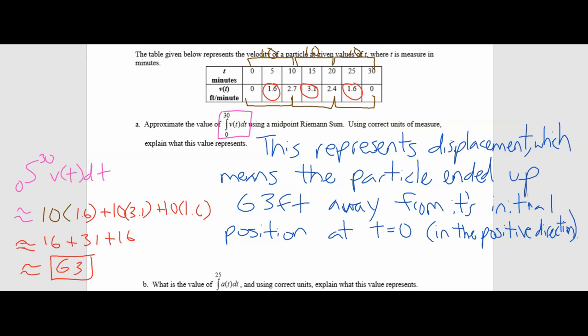This does not represent total distance because we don't know if the velocity here changed signs at all, right? If it doesn't change signs, if the velocity was always positive, then this would also represent total distance. Now, we can say one other thing. We can say that this also represents net distance.